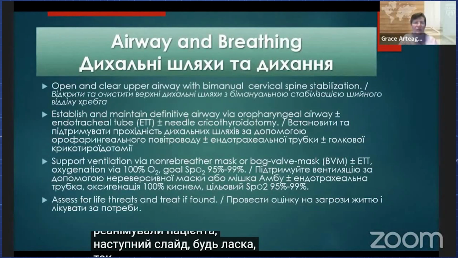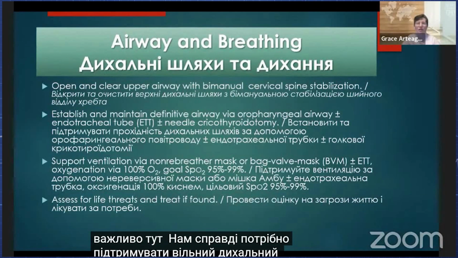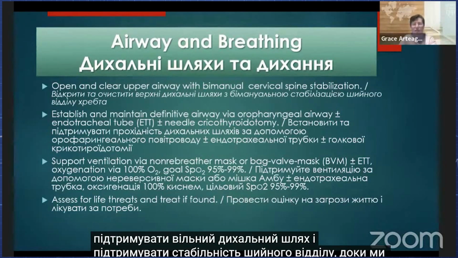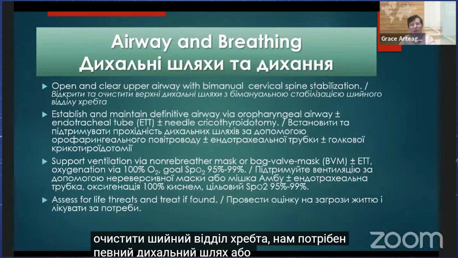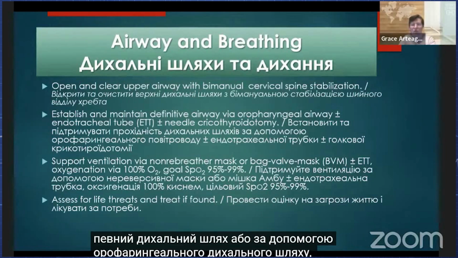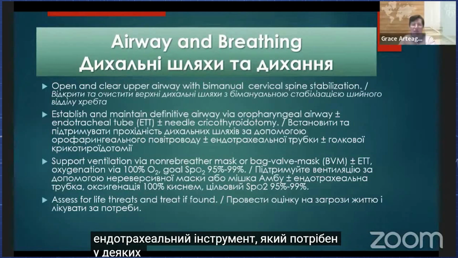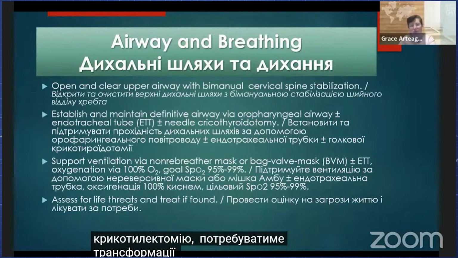Next slide, please. So important here is we actually need to maintain a clear upper airway and maintain cervical stability until we can clear the cervical spine. We need to have a definite airway, either with an oropharyngeal airway or with an endotracheal tube if needed. In some extreme cases, we have a cricothyrotomy that will need to be converted to a tracheostomy.